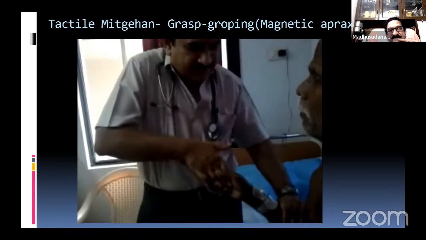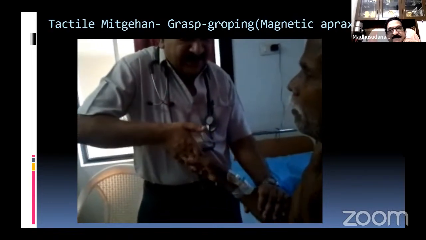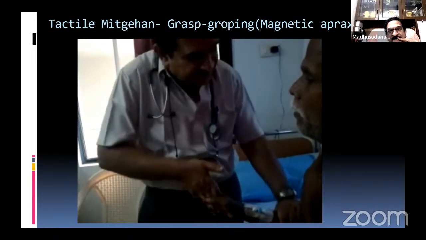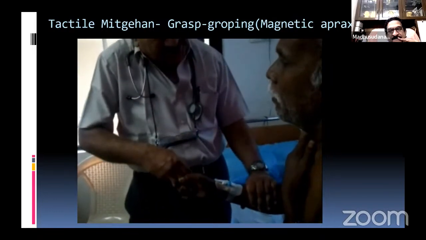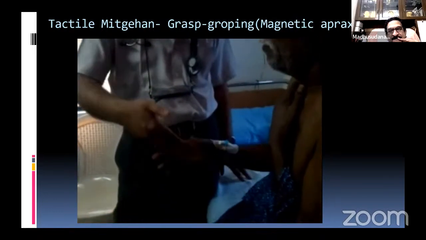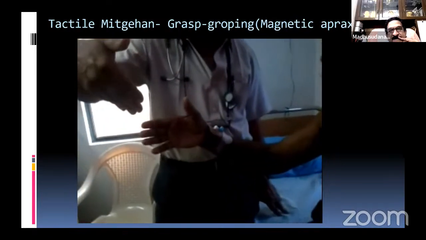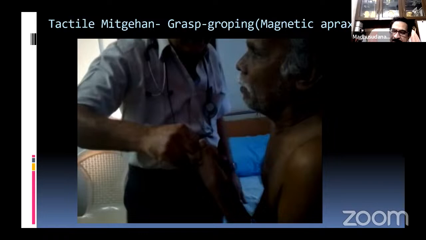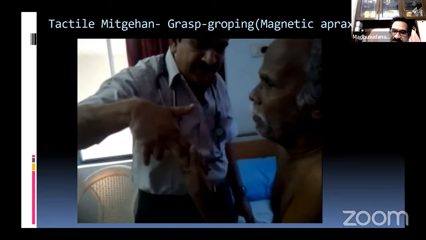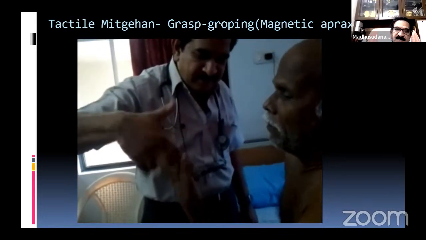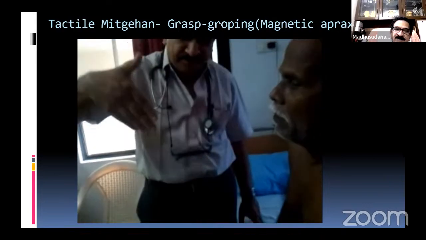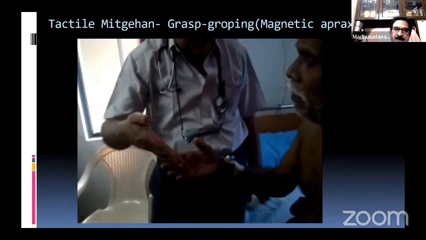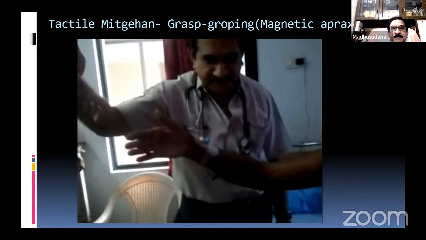Now his grasp has come on. He's not releasing my hand. Then the hand follows the hand. That is also called magnetic grasping. Here the apraxia is not a true apraxia, even though it was previously called that. It's actually a disinhibited approach behavior.